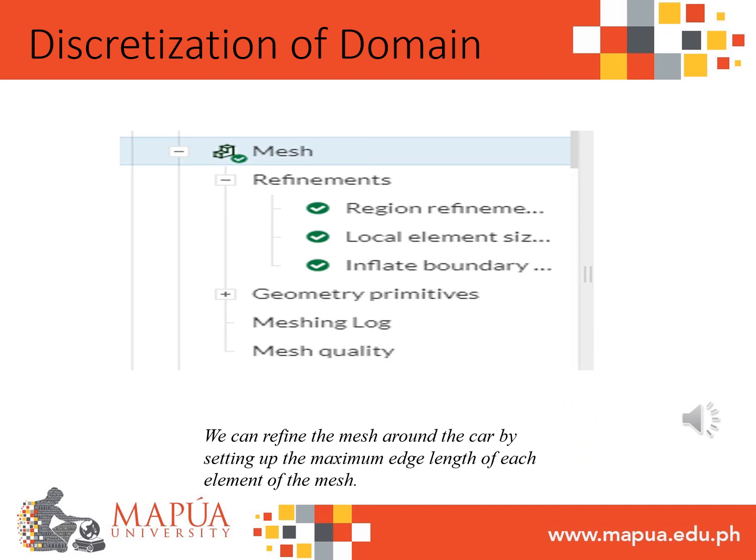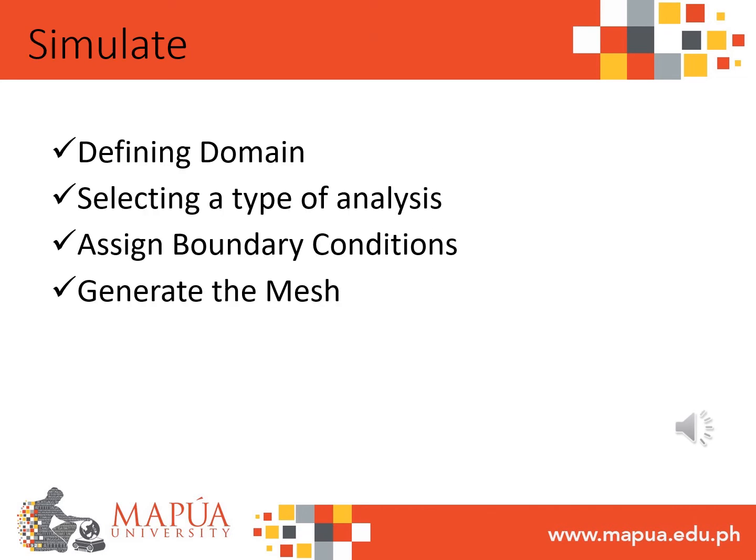We can refine the mesh of a certain volume we want. In our case, we want to refine the mesh around the car, and that can be done by setting up the maximum edge length of each element of the mesh. By setting up the maximum edge length, we can control the size of elements inside our chosen volume. After defining the domain, selecting the type of analysis we want, assigning boundary conditions, and generating the mesh, we can now start the simulation process.